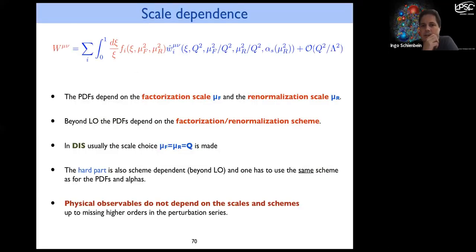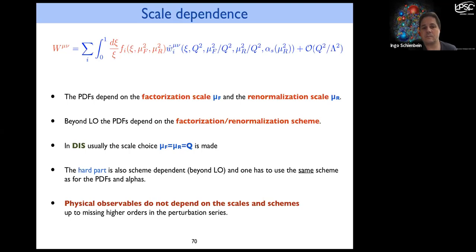So let's have a look at the parton evolution, probably as a last big topic. As you can see here, the result of all this renormalization and mass factorization is that the PDFs depend on the factorization scale and the renormalization scale. Typically in deep inelastic scattering, we identify those scales with the virtuality of the photon, so mu_f equals mu_r equals Q.